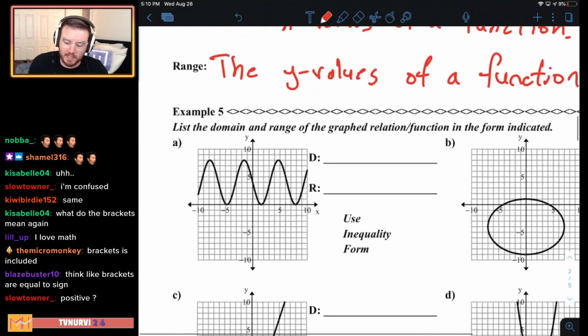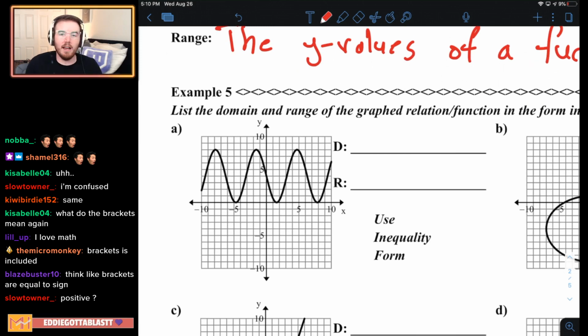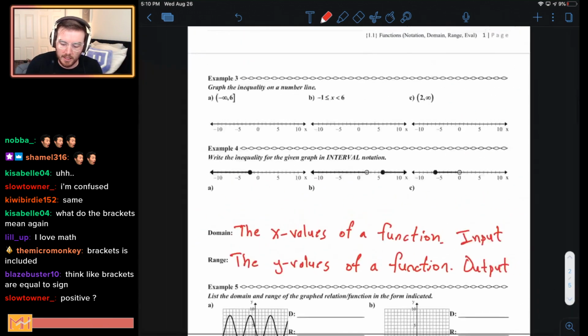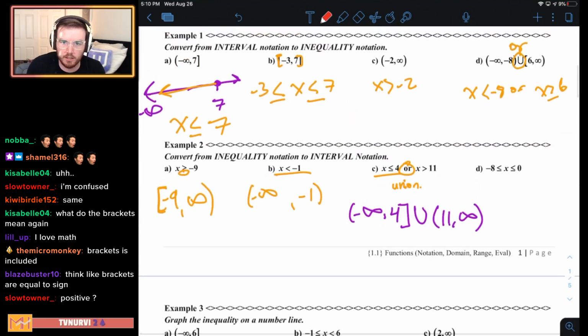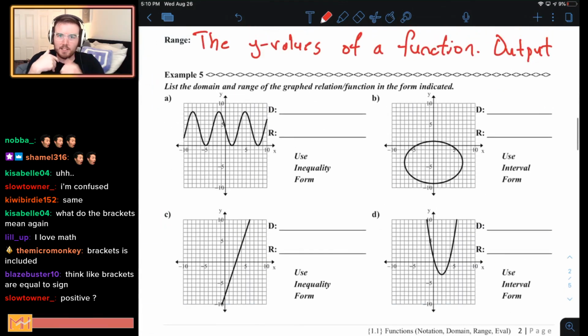So when someone asks you what is the domain and range, the domain and range is not a single number. It's a large group of numbers. It's an interval of numbers. You have to use that interval notation. You have to use the inequality notation to describe it. It's not a single number. So that's why we need that notation that we were just using.